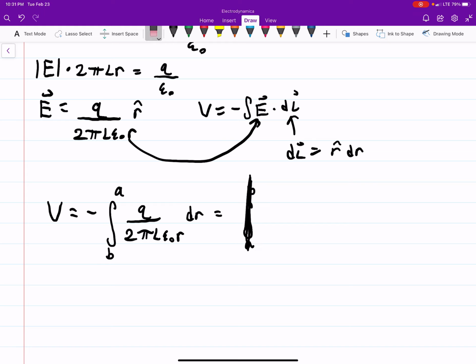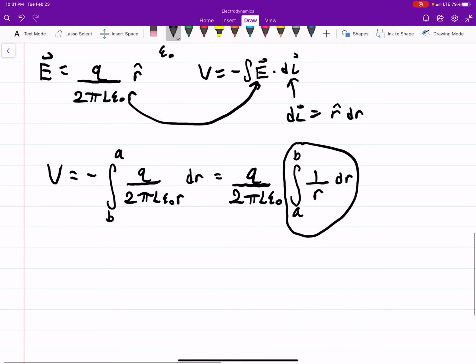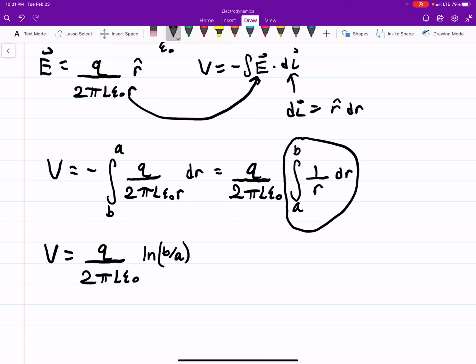Before I do that, let me pull out my constants. Q doesn't change, that's just the charge. 2 pi L epsilon naught are constants. Then we have the integral from a to b of 1 over r dr. This is a pretty easy integral to do. We know that that's just the natural log of b over a. So then our potential is Q over 2 pi L epsilon naught, times the natural log of b divided by a.